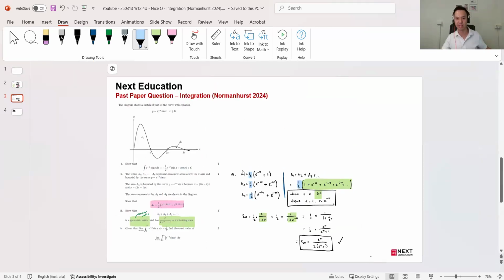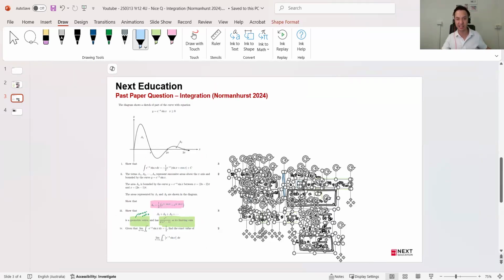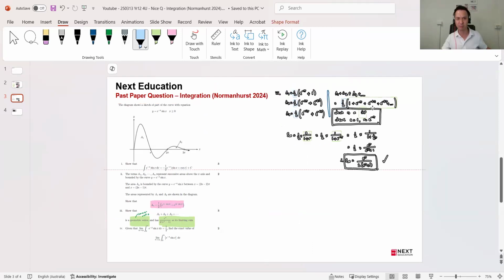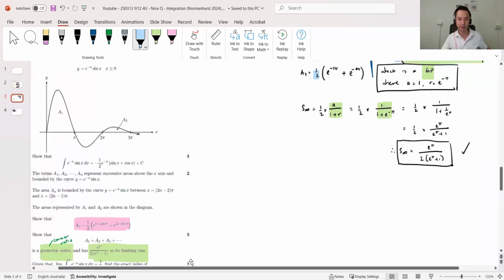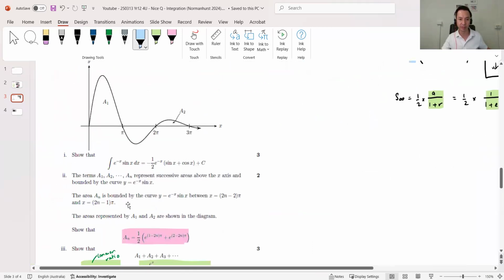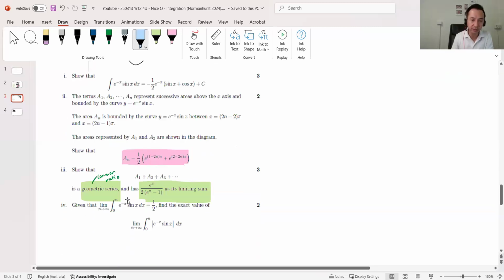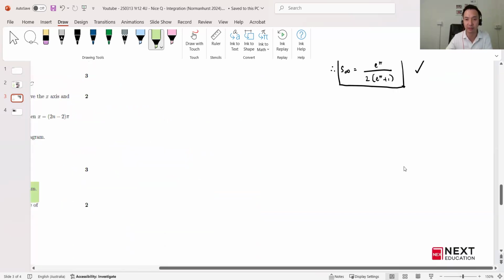Part 3. Guys, nothing I've done really is that intense so far. Part 4 is it? So let's have a look. Now, part 4, what's that saying? So I'm 8 marks in, right? So the last 2 marks. I'm given that when n goes to infinity, the whole expression goes to 2. Find the exact value. Okay.